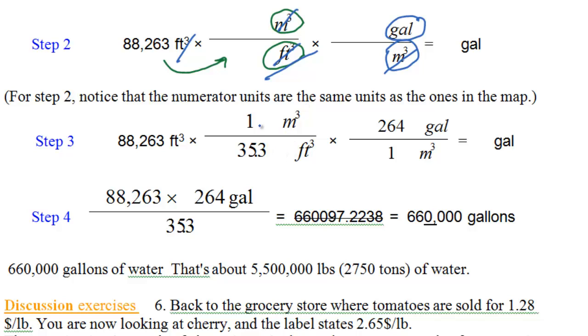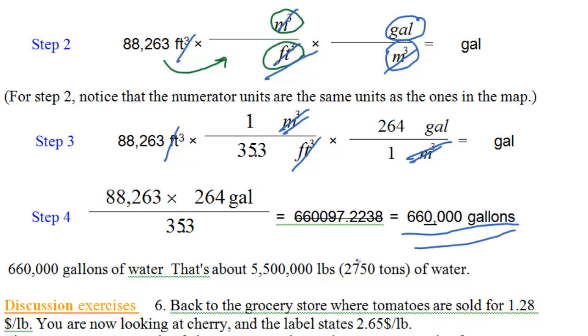Now step number 3, we'll plug in the numbers. Since 1 cubic meter is 35.3 cubic foot, we'll place 1 beside cubic meter and we'll place 35.3 beside cubic foot. And on the next one, 1 cubic meter is equivalent to 264 gallons. So 264 goes beside gallons, 1 goes beside cubic meter. And now we'll carry out the calculation. Again, notice here the units will cancel out nicely so that we are left with gallons only. And if you carry out the calculation, this will yield around 660,000 gallons. So that's the amount of water required to fill up an Olympic swimming pool.